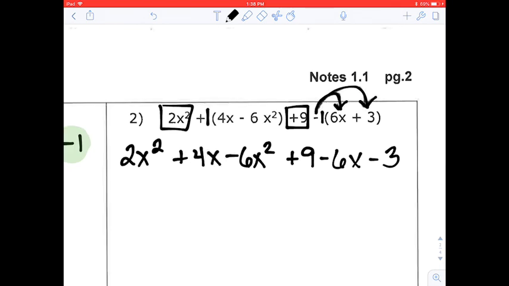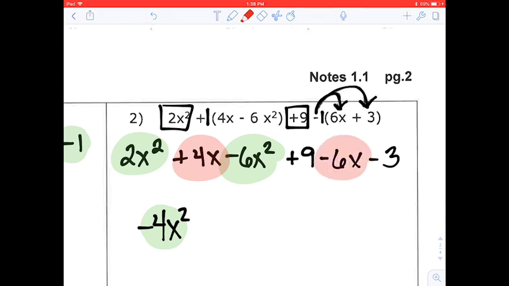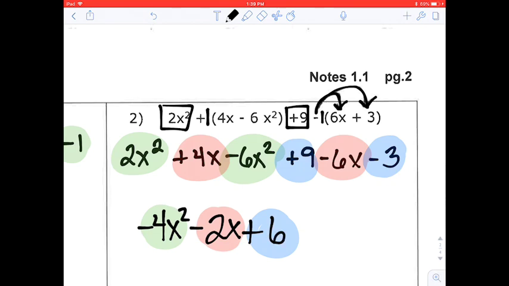Now I need to combine like terms. So I'm going to grab my highlighter and let's see. 2x squared combines with negative 6x squared. 2 minus 6 is negative 4x squared. Okay, 4x combines with negative 6x. 4 minus 6 is negative 2x. And then 9 combines with negative 3. 9 minus 3 is positive 6.